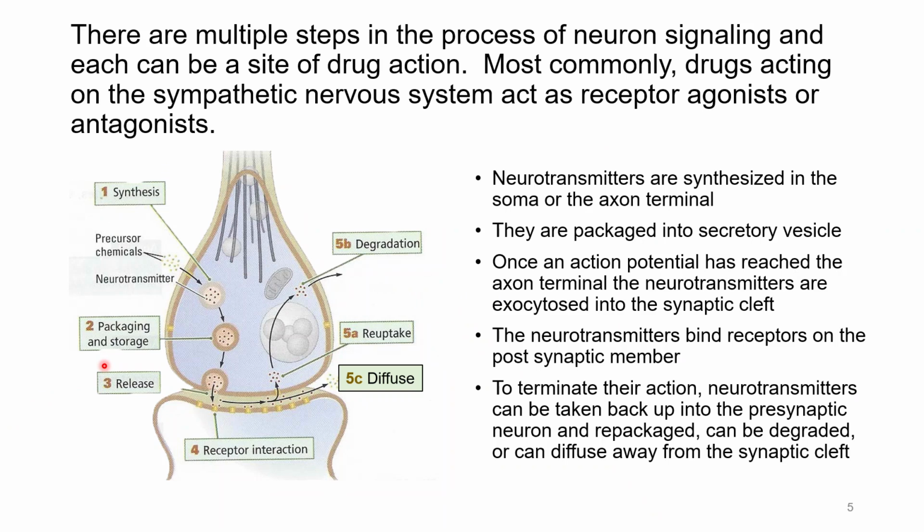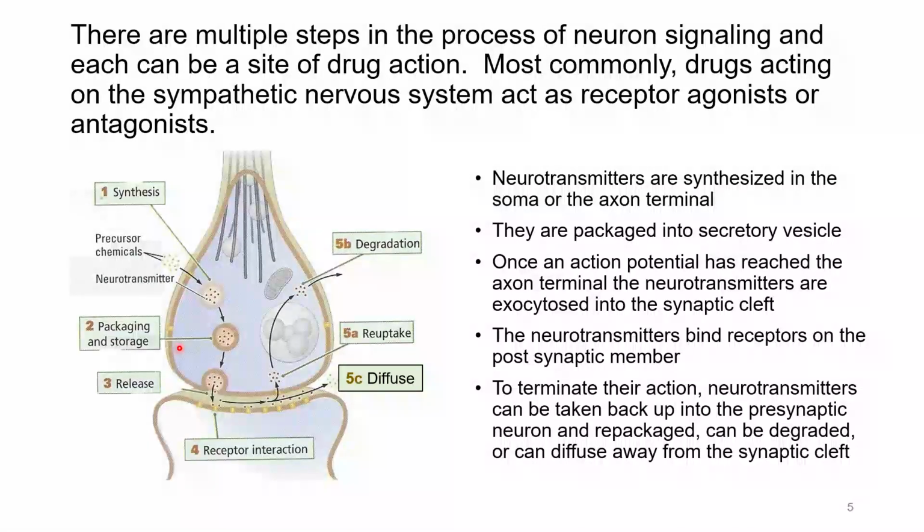Next, we're going to take a look at what happens at a synapse. There are lots of steps involved in the process of neuron signaling, and we're going to see lots of drugs acting on the sympathetic nervous system that can act as either an agonist or an antagonist. So let's zoom in and try to understand what's happening here.